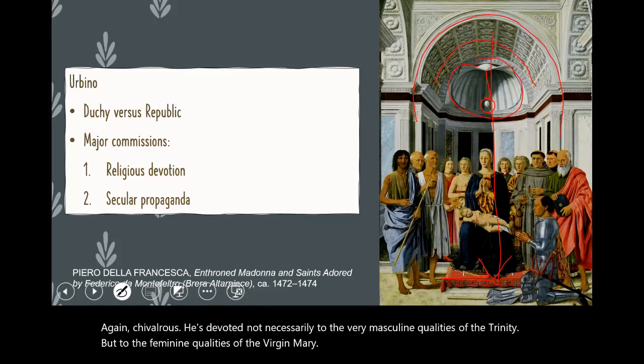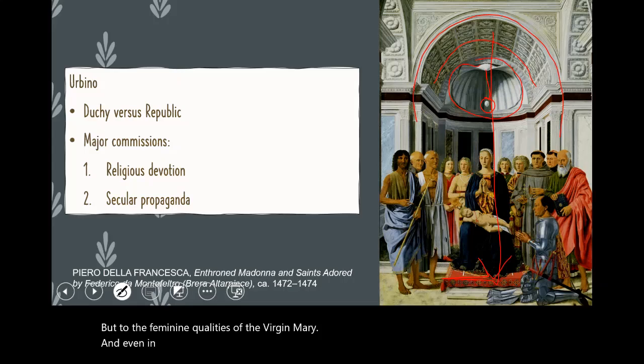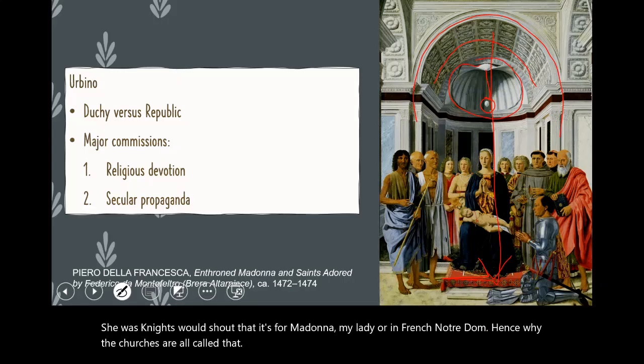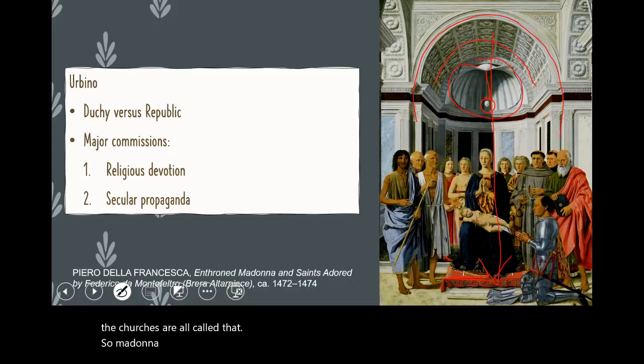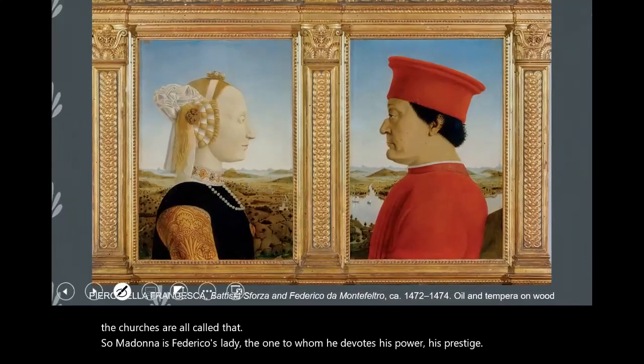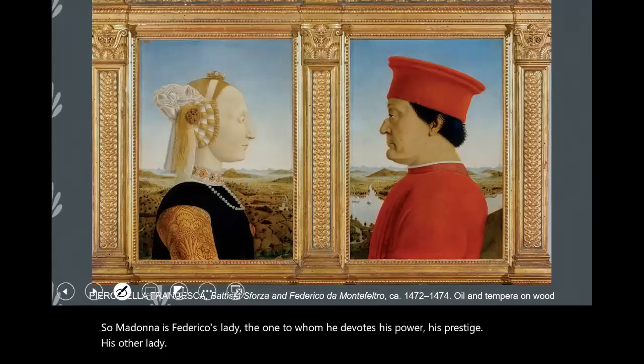And even in battle, chivalrous knights would shout that it's for Madonna, my lady, or in French, Notre Dame, hence why the churches are all called that. So Madonna is Federico's lady, the one to whom he devotes his power, his prestige. His other lady is Battista Sforza.